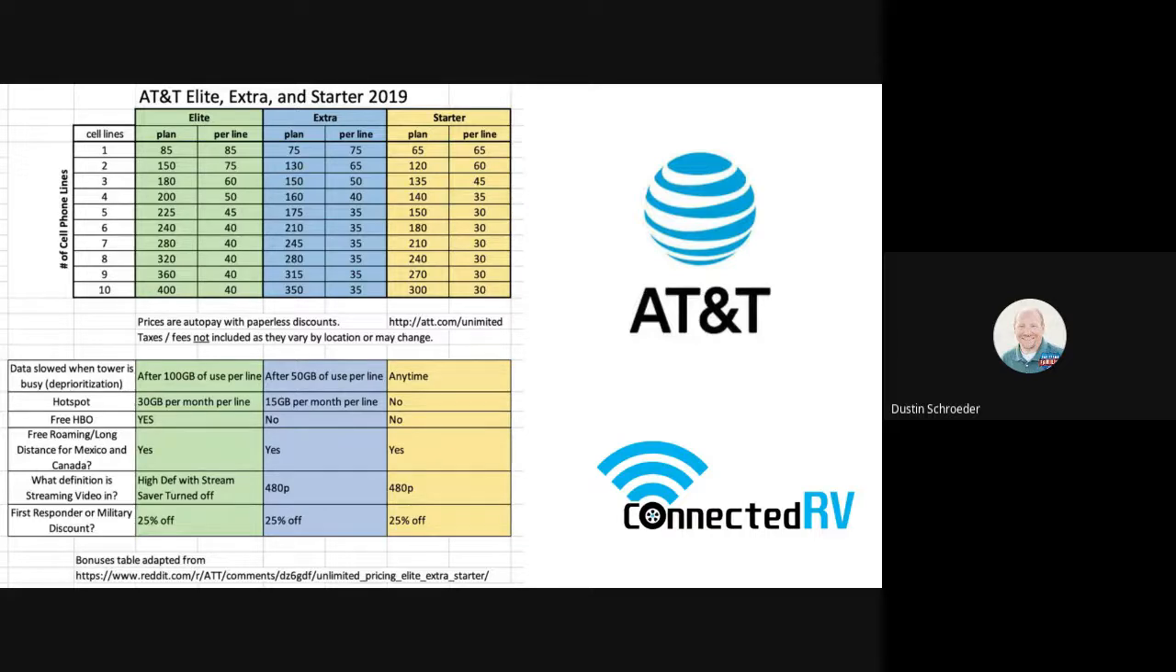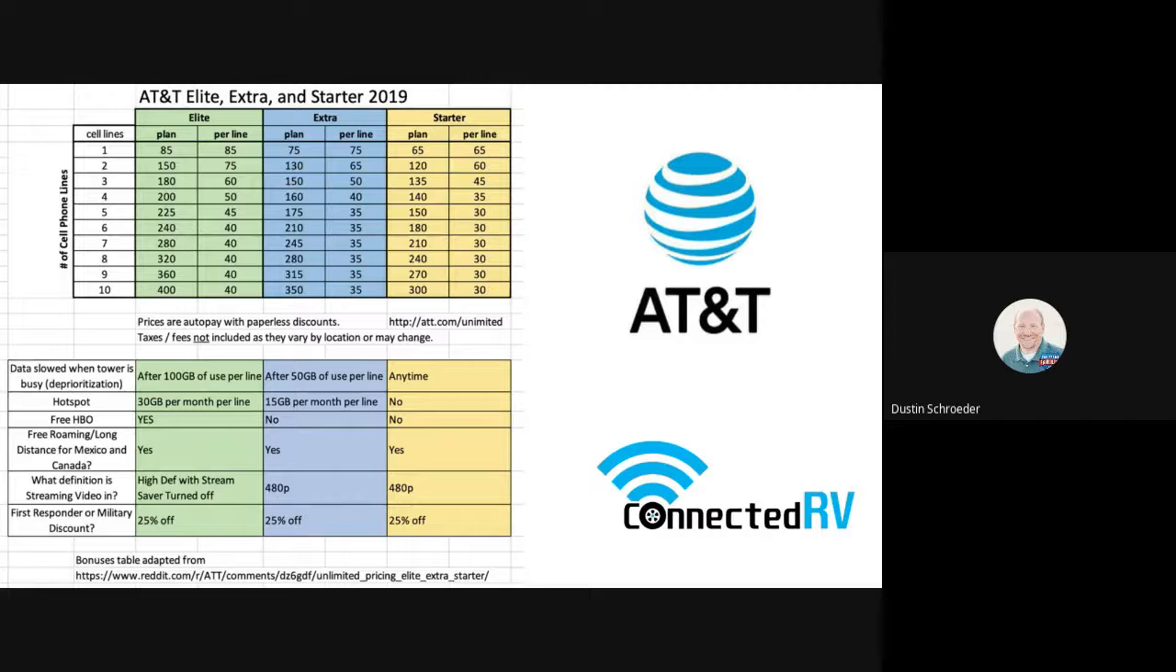With AT&T, it's the same thing. You can get 1 to 10 lines, and you get a price break on per line. So if you look at the per line price on the Elite, it's 85, 75, 60, 50. So the per line cost will go down, but with AT&T, you all have to be on the same plan. If you get 5 lines, all 5 have to be on Elite or Extra, or whichever plan you choose. They all have to be the exact same plan.